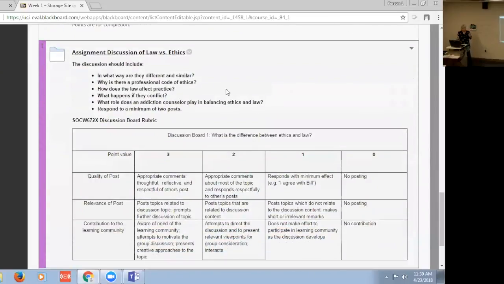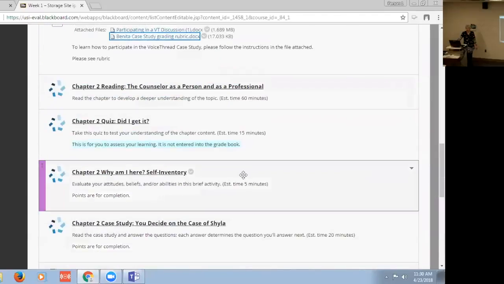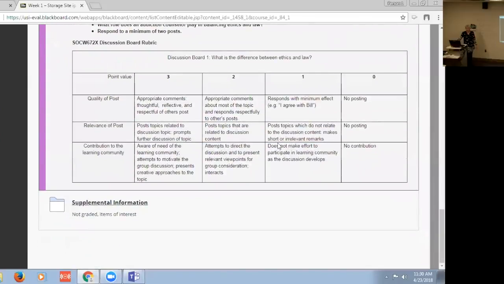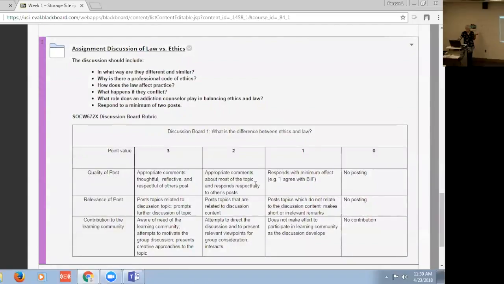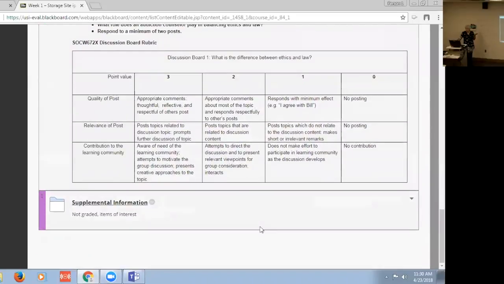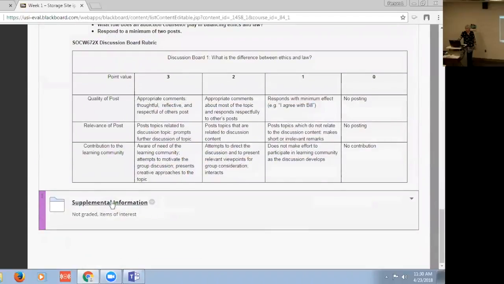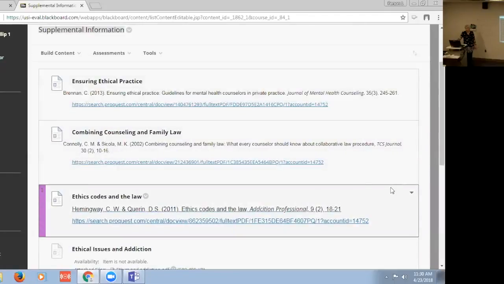Okay, so then the big discussion board is the assignment of law versus ethics. And this is the rubric for that. It is set up the same way their original voice thread was in the introduction and Bonita, so they shouldn't have any problems with this, I hope. Something floated in and floated back out. Hopefully it'll come back.